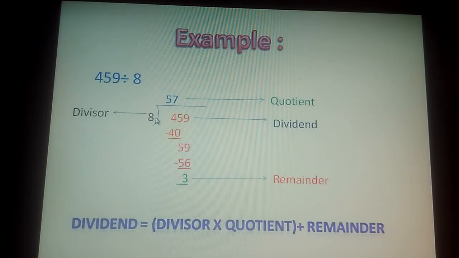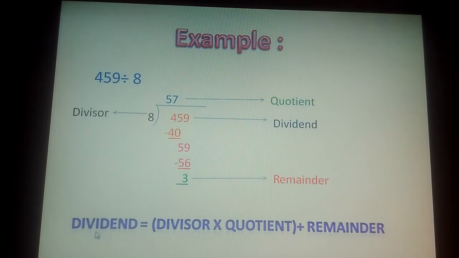459 by 8. 8 5s are 40. 45 minus 40 is 5. 9 will be carried here. Now read the table of 8 till 59 or before 59. So 8 7s are 56. 8 8s are 64, which is more than 59. So you will take 8 7s are 56. 59 minus 56 is 3. So 3 is the remainder and 57 is the quotient.